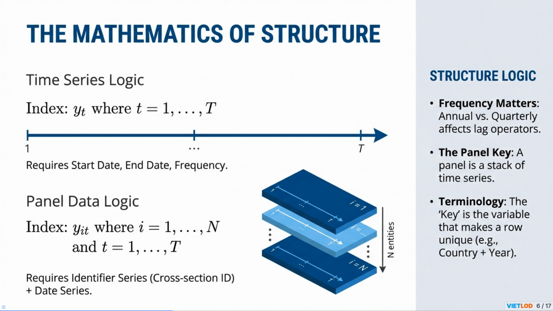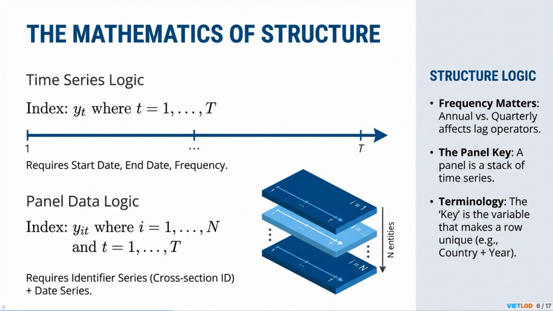To better understand how EViews handles these structures, let's briefly look at the underlying mathematical logic. For time series data, the logic is simple. Each observation is indexed by a single time subscript, y_t, where t goes from 1 to T. To define this, EViews needs a start date, an end date, and a frequency, like annual or quarterly. For panel data, the logic expands. Each observation is indexed by two subscripts, y_it, where i represents the entity from 1 to N, and t represents time from 1 to T.